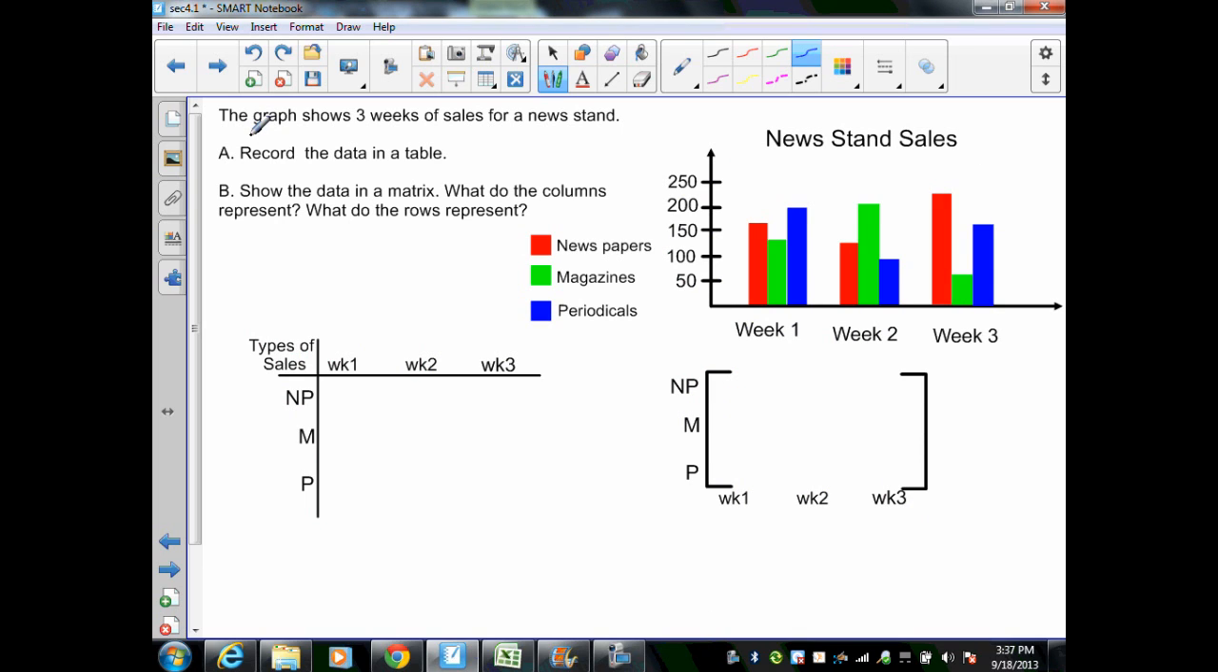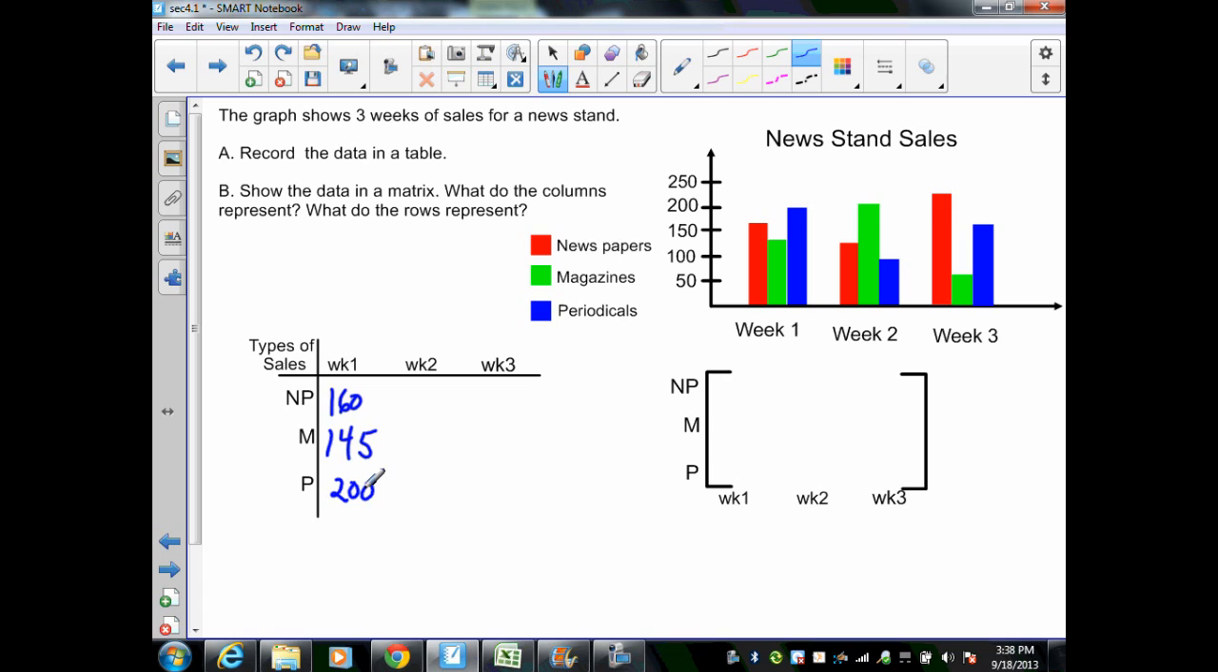The graph represents 3 weeks of sales for a newsstand. Red, newspapers; green, magazines; and blue is periodicals. Here they want us to record the data in a table. Week 1, I have newspapers. I'm going to estimate that to be about 160. Magazines, it's going to be about 145. And periodicals is going to be at 200.